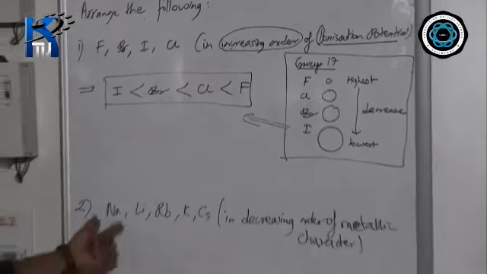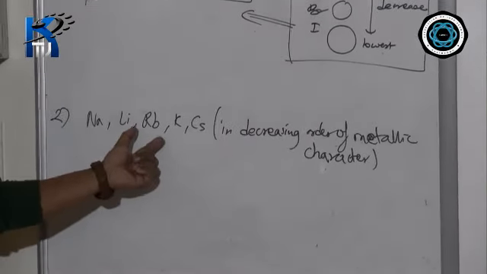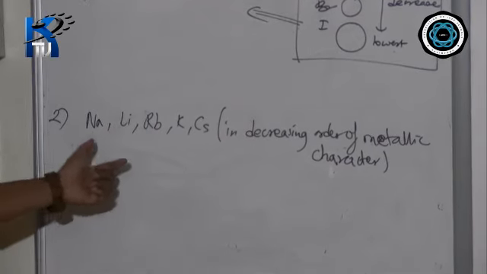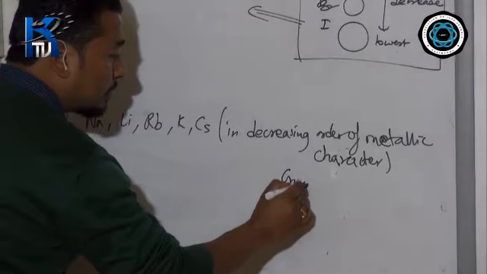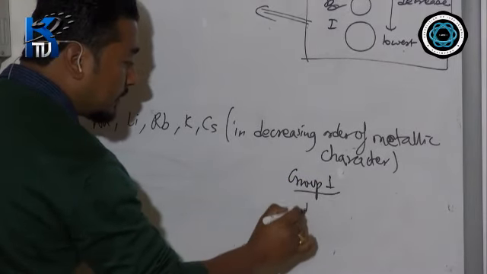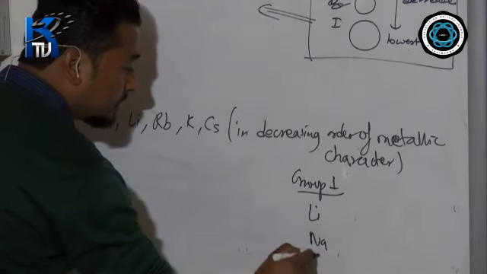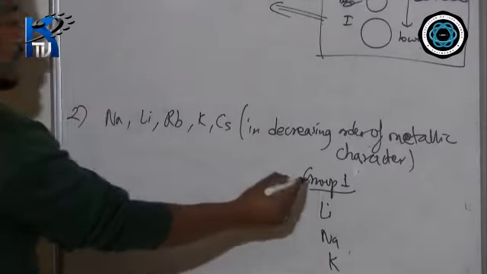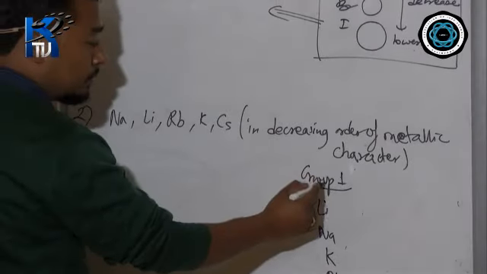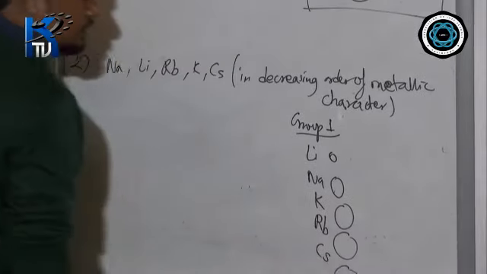Again check properly where this element belongs in the periodic table. They belong to group 1 in the periodic table. So arrange them in sequence. The first element which comes here is lithium, then sodium, then potassium, then rubidium, then cesium. And since they are elements of a group, as we move from top to bottom, the size will increase in a group. I have already told you.